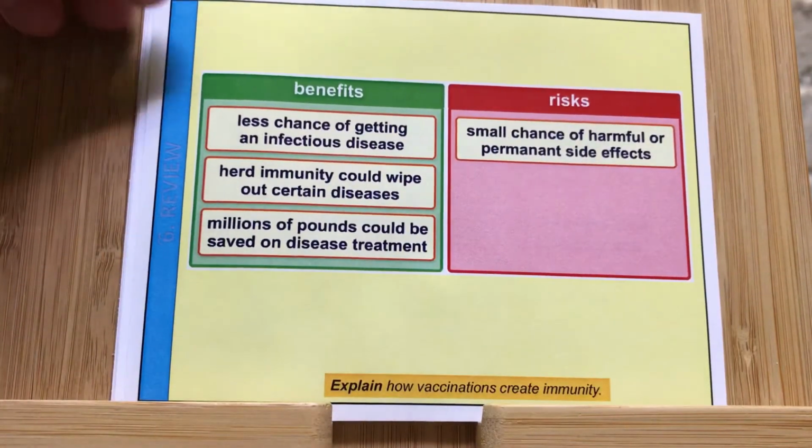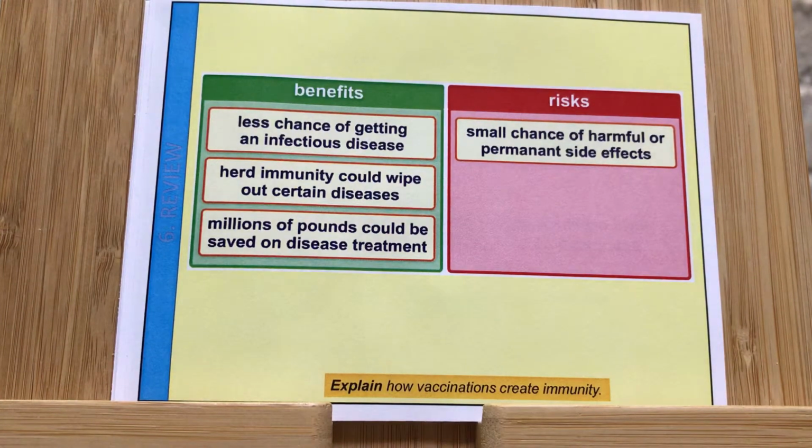And then the last slide here, the benefits and the risks of vaccinations. So benefits: less chance of getting an infectious disease. Herd immunity could wipe out certain diseases. Millions of pounds could be saved on disease treatment, because yes, there's cost involved in vaccinations, but it's a much smaller cost than the treatment of people with diseases. But the risks, there are small chances of harmful or permanent side effects, and those are the reasons really why some people prefer to use herd immunity than having the injections themselves.